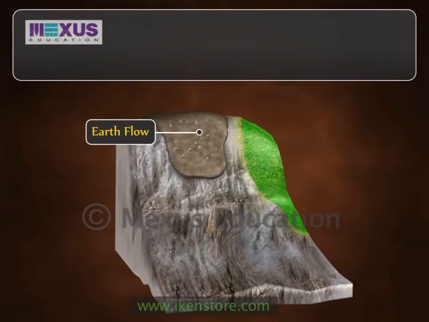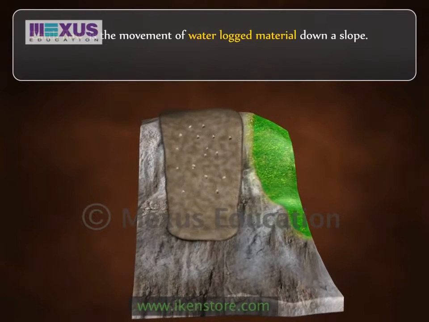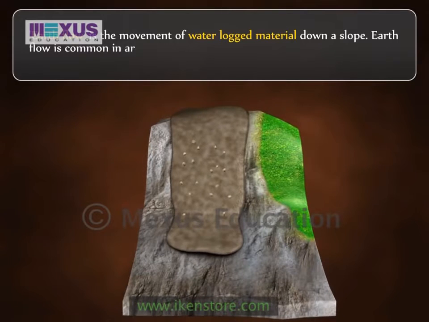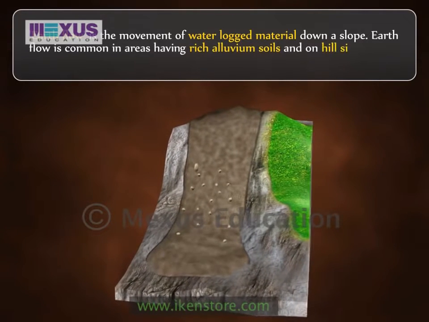Earth flow is the movement of waterlogged material down a slope. Earth flow is common in areas having rich alluvium soils and on hillsides.